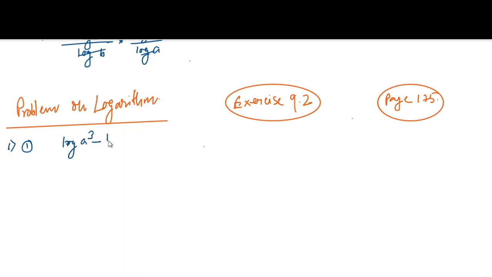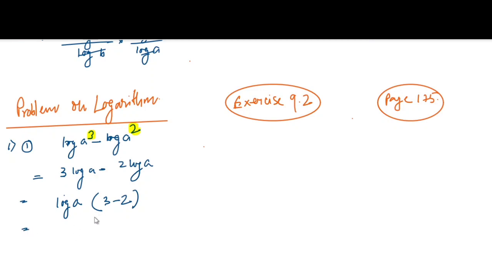Log a cube minus log a square. We need to simplify the following expression. Here the index 3 is there, and here index 2 is there; that can be shifted to the left side of the logarithm. So we can write this as 3 log a minus 2 log a. Now if we subtract 2 log a from 3 log a, only log a will remain. Or if I take log a common, it will be 3 minus 2 only, which is 1, so log a will remain.